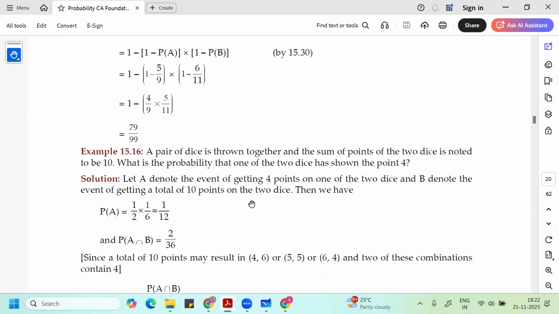Next question: a pair of dice is thrown together and the sum of the points on the two dice is noted to be 10. What is the probability that one of the two dice shows a 4? So the sum is 10. For sum 10, three cases are there: either 4 comma 6, 6 comma 4, or 5 comma 5. These are the three cases. One of them is 4, so 5 comma 5 is not considered. So the probability of that would be 2 by 36 or 1 by 18.